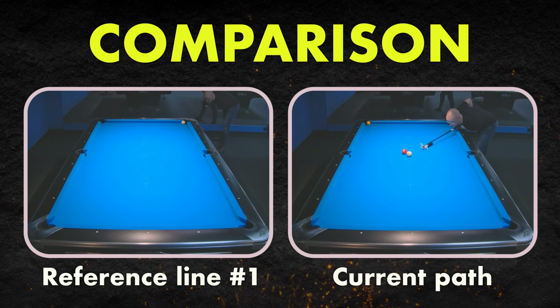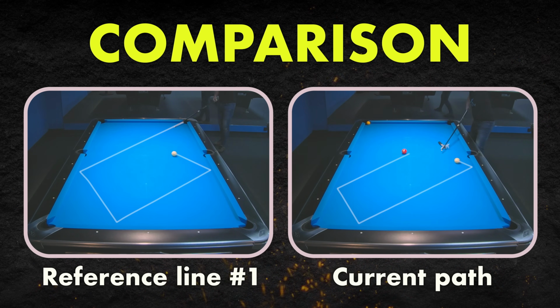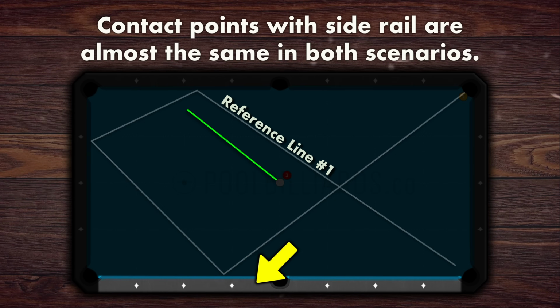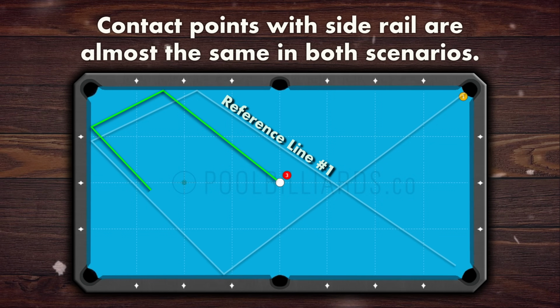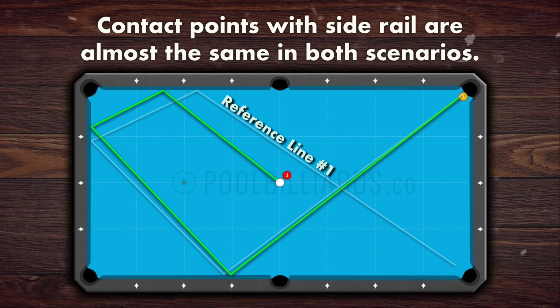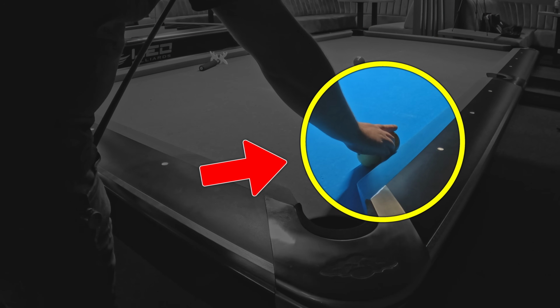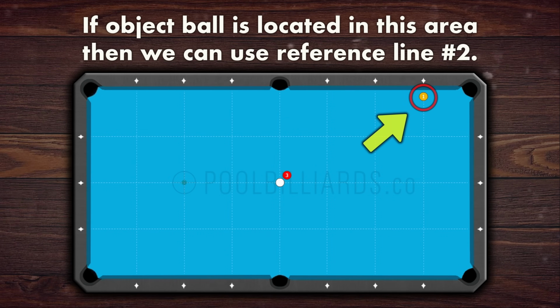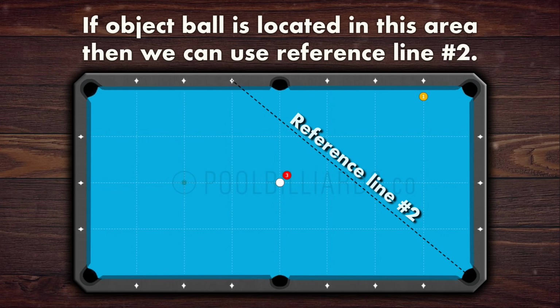But at this moment we can spot a very interesting thing, because if we compare this path of the cue ball with our reference line number 1, then we can see that contact points on this side rail are almost the same, despite the fact that the cue ball touches the first 2 rails in different points. Okay, but if the object ball is placed in this area, then to find our new track line we need to use reference line number 2.